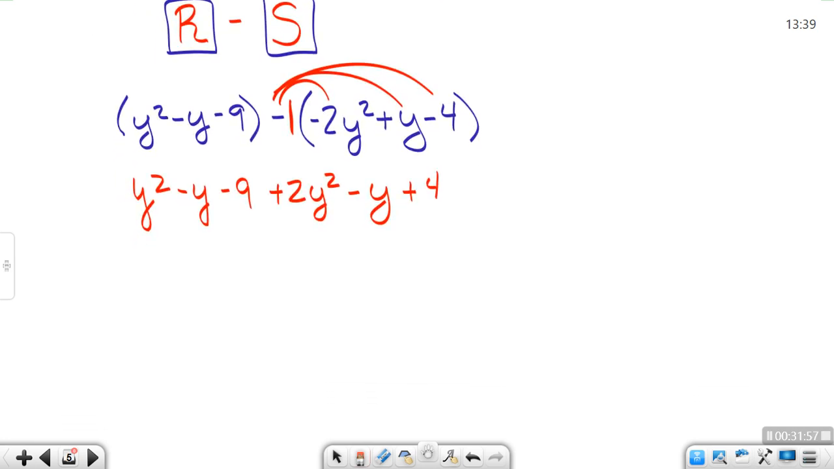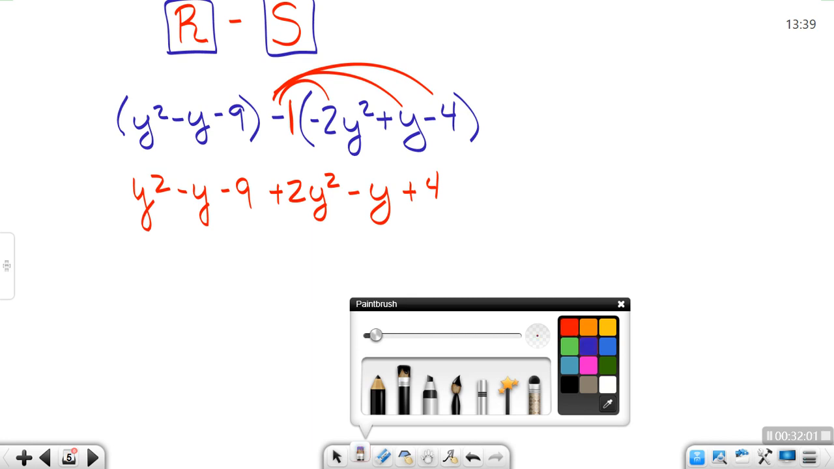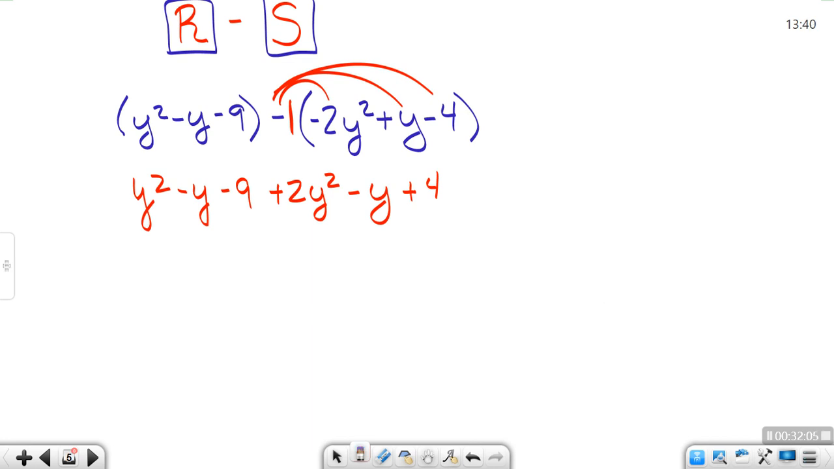And again, guys, once your distribution is done, it is simply combining like terms. So I'm going to start with my highest power, which is squared. So I've got y squared and 2y squared, which gives me 3y squared. Oh, not sure why I wrote 3y cubed there. Let's change that to 3y squared. So then I had negative y and negative y, which is a negative 2y. And then I have negative 9 plus 4, which gives me negative 5. So I actually end up there with a degree 2 trinomial. Excellent. Let's continue on.